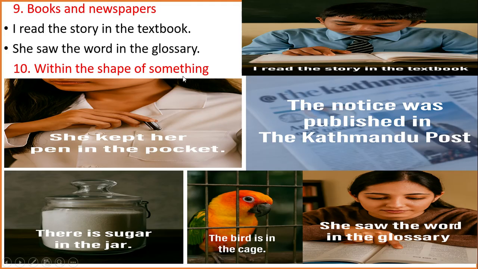Now the next rule, books and newspapers. With the names of books and newspapers we use the preposition in. Look here: I read the story in the textbook. So before textbook the preposition in has been used. She saw the word in the glossary. Glossary is also a kind of book. So here the preposition in is used.